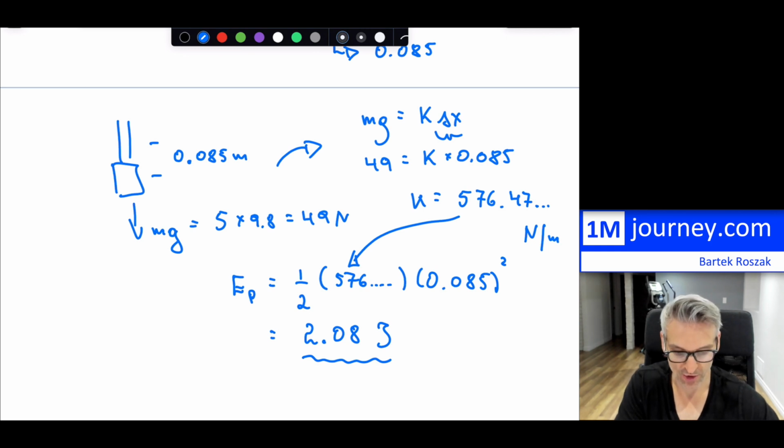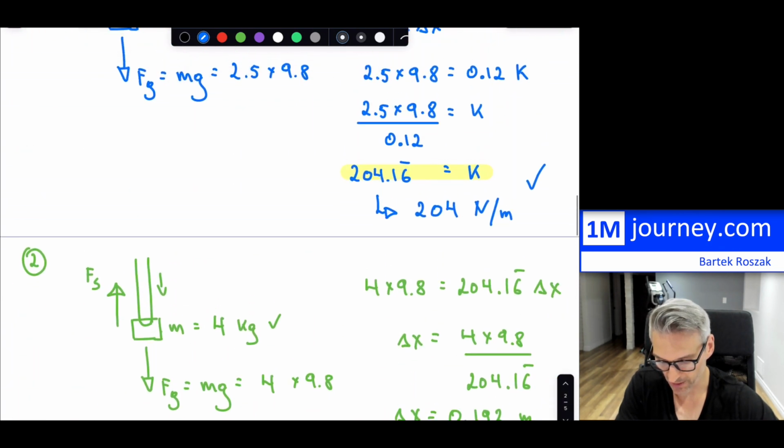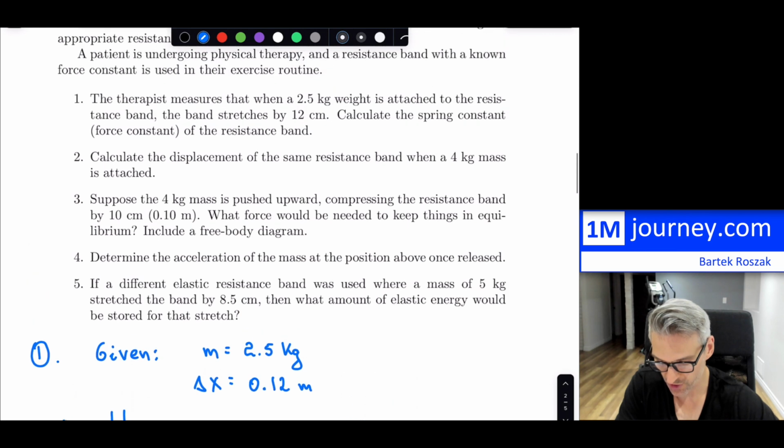All right, so I hope that you found all of these examples useful, and it gives you a hint on how to solve Hooke's law, relating it back to a nice little short healthcare example.